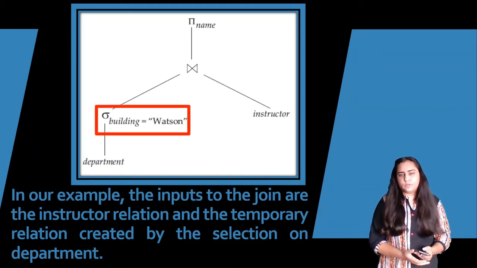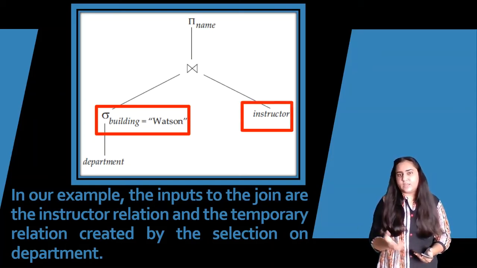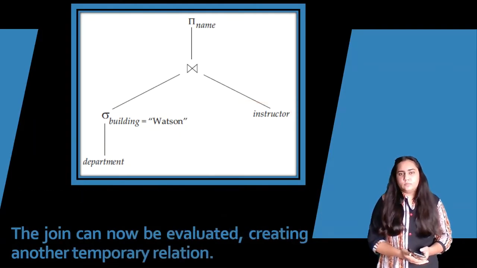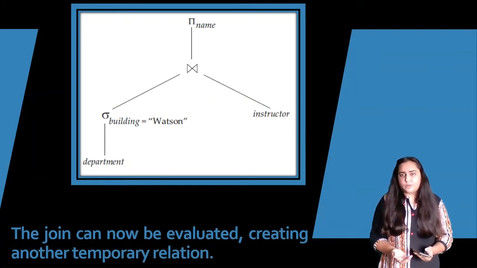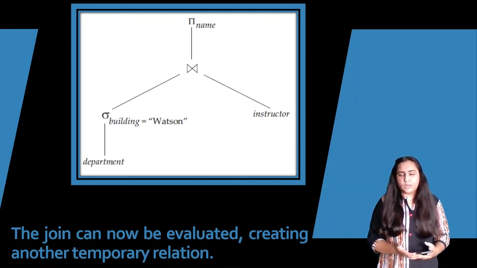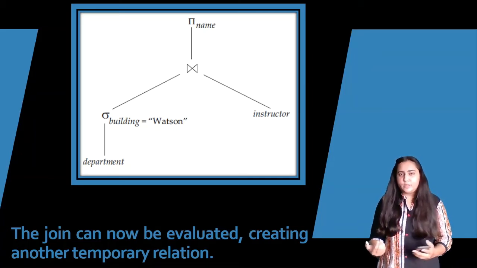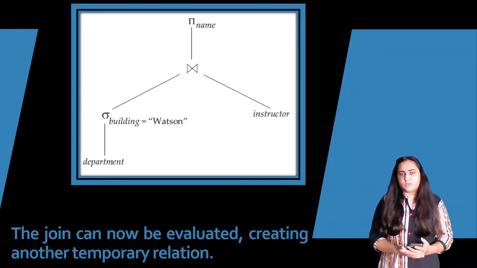So this is the temporary relation, and the instructor relation that you have is the actual relation which is present in the database. Now the join can be evaluated by creating yet another temporary relation, because now you're trying to take a natural join between a temporary relation and an actual relation, and whatever is the result of that natural join will also be stored in the memory as a temporary relation.